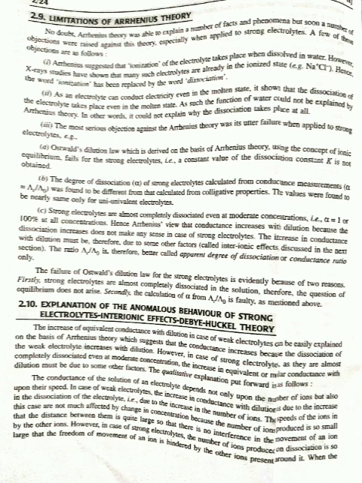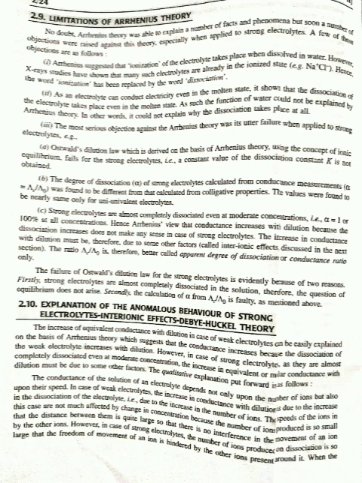First, Arrhenius suggested that ionization of the electrolyte takes place when dissolved in water. However, X-ray studies have shown that many such electrolytes are already in the ionized state, for example NaCl. Hence, the word ionization has been replaced by the word dissociation. Second, as an electrolyte can conduct electricity even in the molten state, it shows that dissociation of the electrolyte takes place even in the molten state. As such, the function of water could not be explained by the Arrhenius theory. In other words, it could not explain why the dissociation takes place at all.